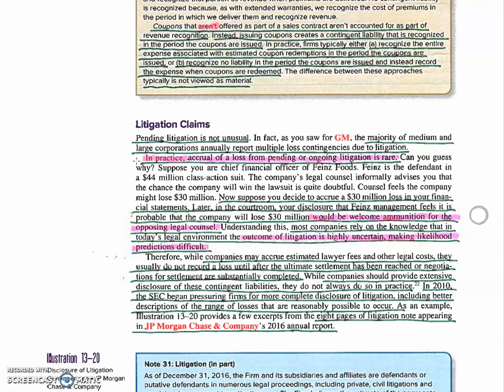Few reasons for that, but the biggest reason is right down here. If you recorded a liability in a lawsuit, the opposing counsel would welcome that as ammunition in the courtroom. They would stand up and say, look at their financial statements. They know they're guilty. They know they should have to pay. They recorded a liability here. No lawyer wants to see that happen.